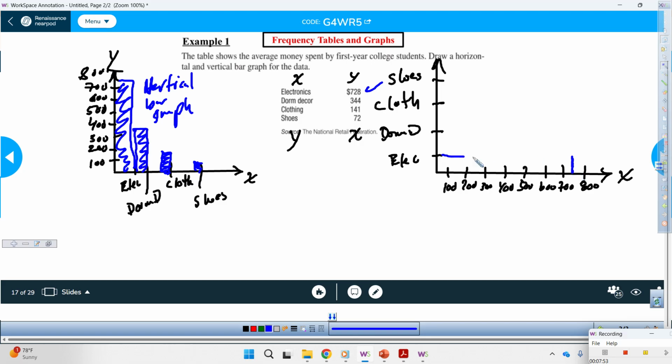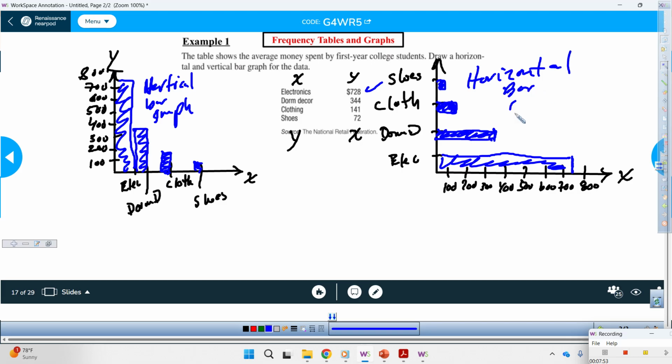Dorm decor, 340. So dorm decor, 340, about right there. Clothing, 141. And shoes, $72. And this is called a horizontal bar graph.